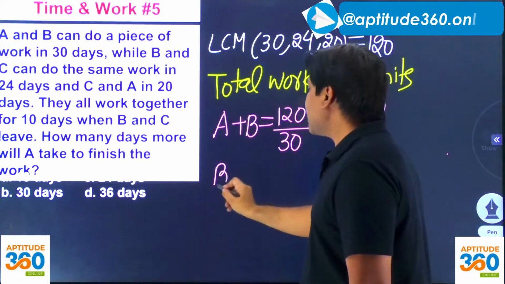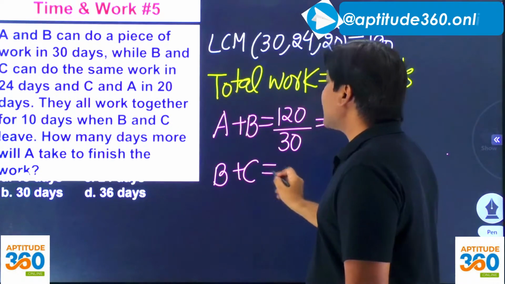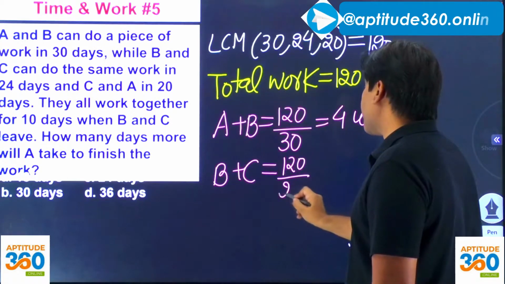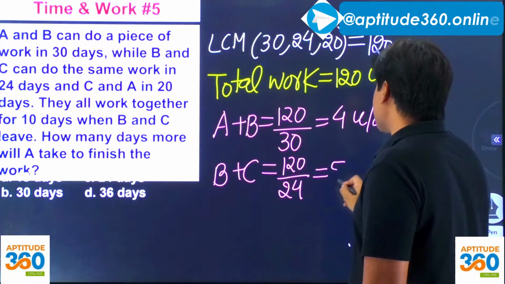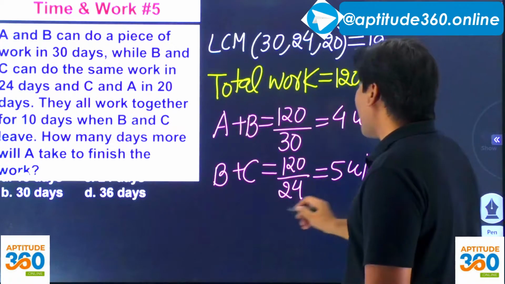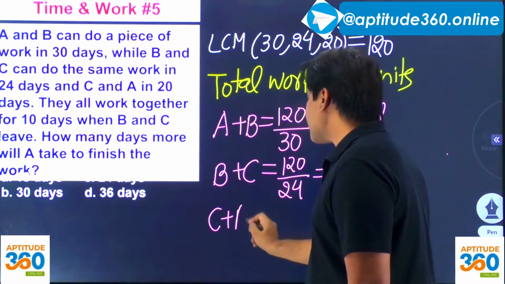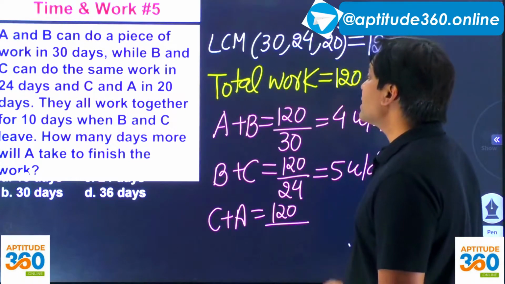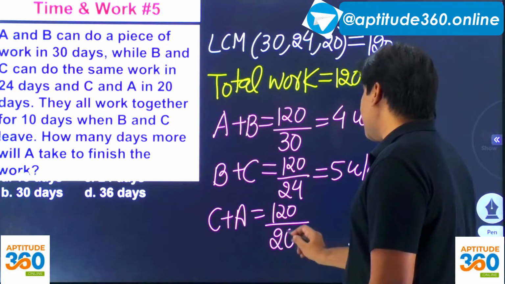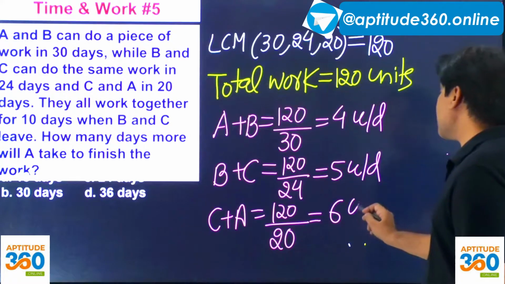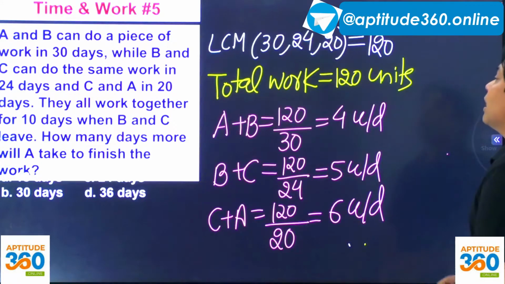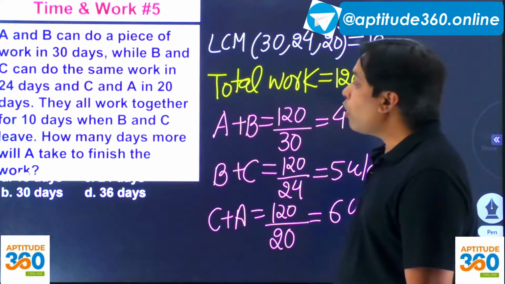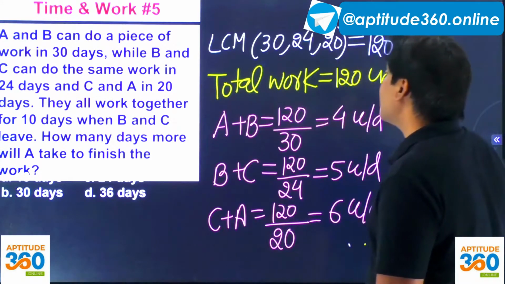Similarly, B and C can do in 24 days. So 120 over 24. I hope you're getting this. And then C and A, they are doing these 120 units in how many days? 20 days. So C and A collectively will be doing 6 units per day. Now let us go back to the problem. What problem is talking about? It says that they all worked for 10 days.